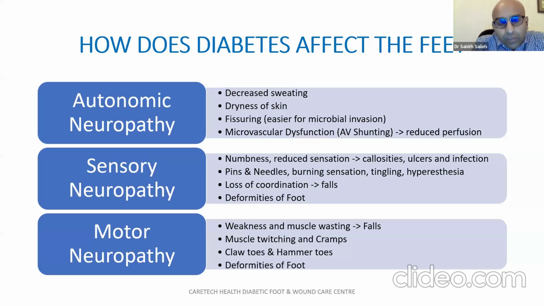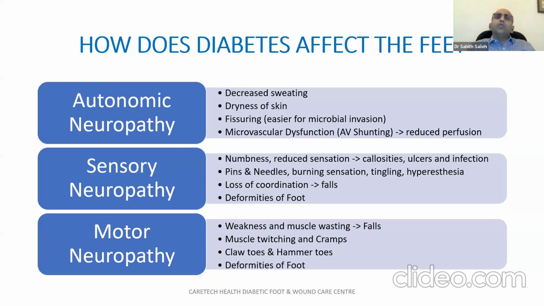The implication of having an autonomic neuropathy is that you have decreased sweating in the foot, right? And as a result, the foot becomes very dry. You have fissuring, and as a result, you lose the function of the skin being a protective barrier, right? And you have some microvascular dysfunction or AV shunting as well. That's why in people with chronic autonomic neuropathy, when you look at their feet, there'll be a lot of distended veins, right?